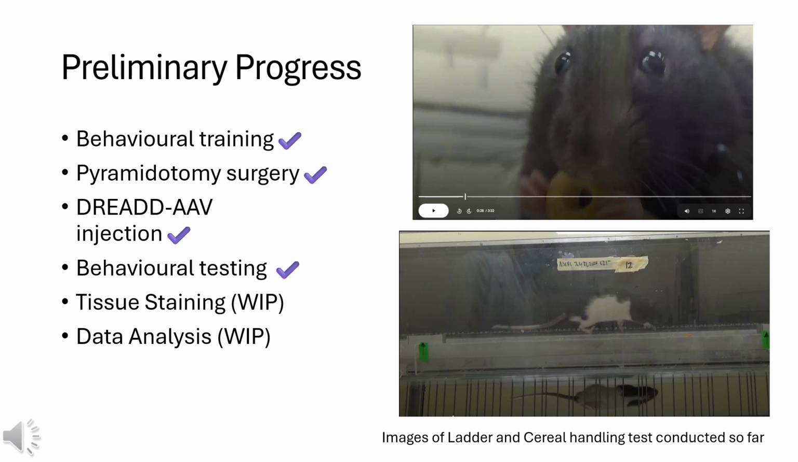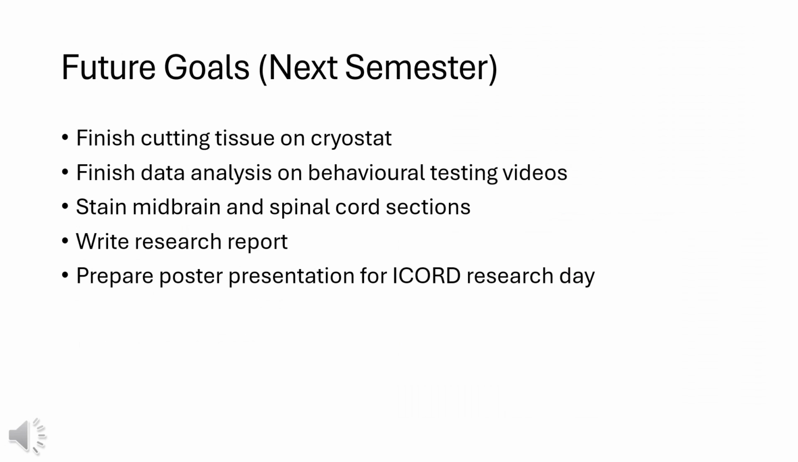So what's next? I need to finish cutting all the tissue on the cryostat that's been collected from the rats, as well as finish the data analysis on the behavioral testing videos from the 4 different tasks. After this, I need to stain the midbrain and spinal cord sections from the rats using immunohistochemistry, where I'll stain for an axonal marker, a neuronal marker, as well as an amplifying antibody for the DREADD AAV. Finally, I will compile these results into a research report that will be submitted to the NSI 400 program, as well as prepare a poster presentation for the ICORD Research Day as requested by my supervisor.